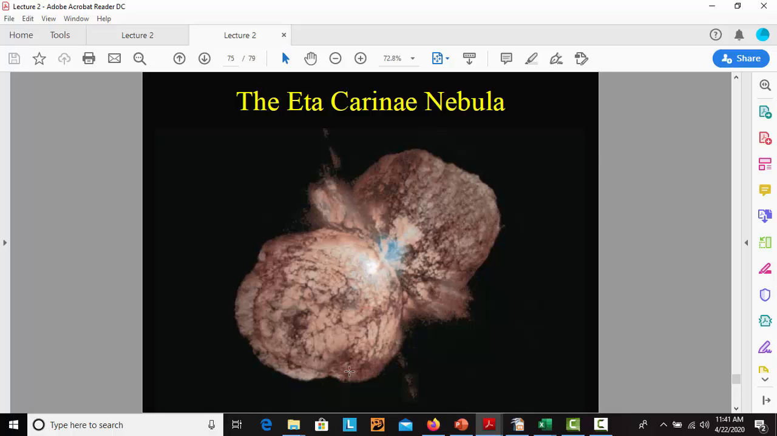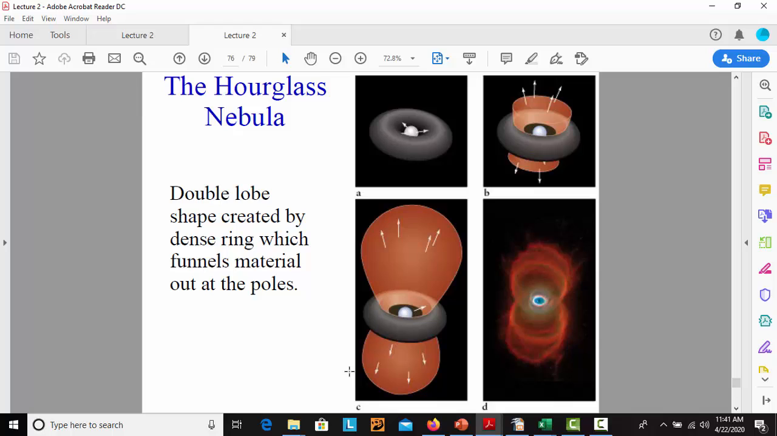This shows a picture of one of the nebulas, and this is an hourglass nebula. So the double lobe shape is created by the dense ring, which funnels material to either pole, right? So we can see we get most of the expansion in these directions.